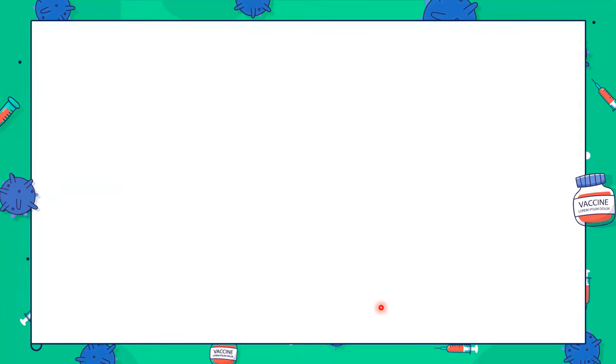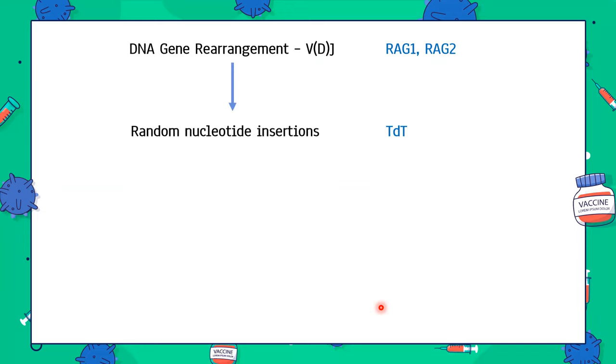All right. So very briefly, to go over everything again, we start off with the VDJ DNA gene rearrangement using RAG1 and RAG2. And then we're going to have random nucleotide insertions and deletions using TDT. After transcription, we're going to have a precursor RNA. And after splicing, we're going to have our mRNA. Now, I mentioned to you guys that RAG1 and RAG2 will contribute to something known as combinatorial diversity. And those are the random combinations of the germline VDJ gene segments that are mediated by RAG1 and RAG2.